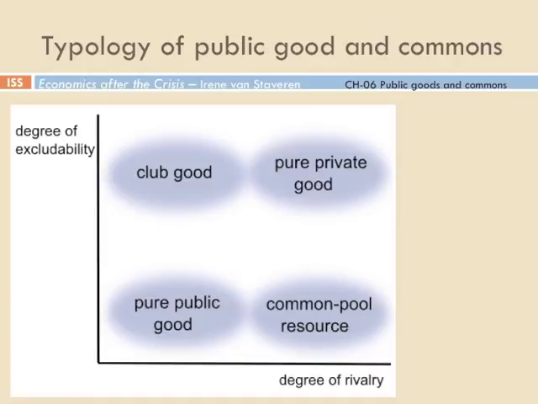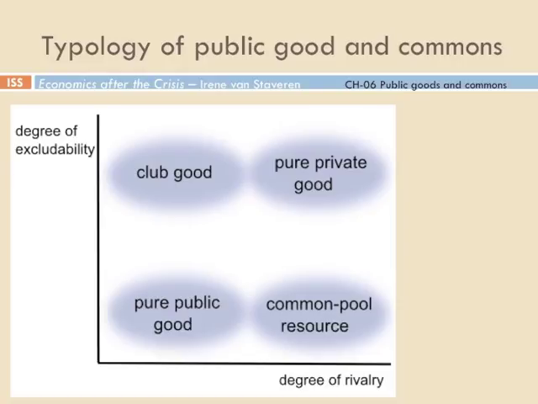This final slide gives you an overview of the 4 types of goods that we distinguish, particularly when we think about the difference between private goods in markets and public goods. There are 2 axes: horizontally, the degree of rivalry, and vertically, the degree of excludability. The first one means, if I use a good, do I prevent you from using it as well or not? The vertical dimension is, when I want to use it, can I prevent you from using it as well?